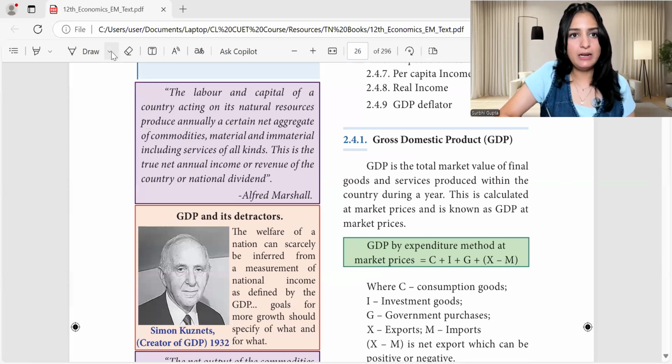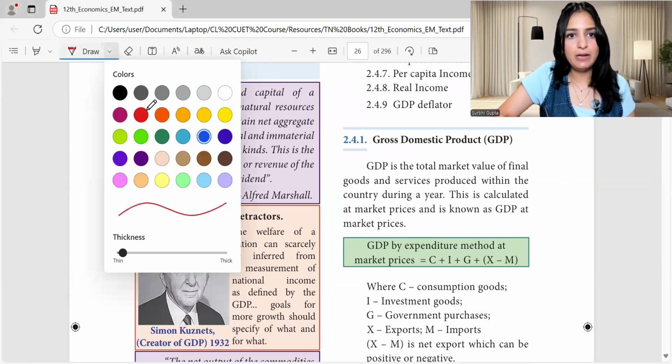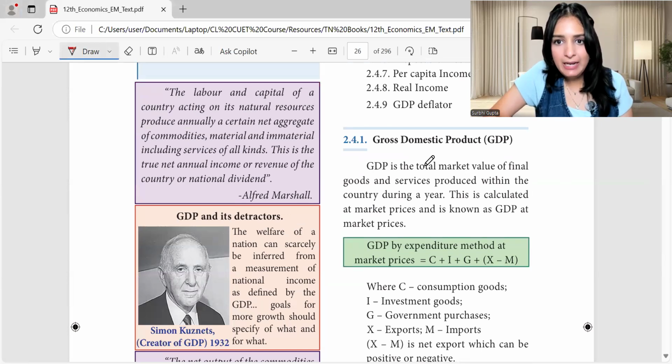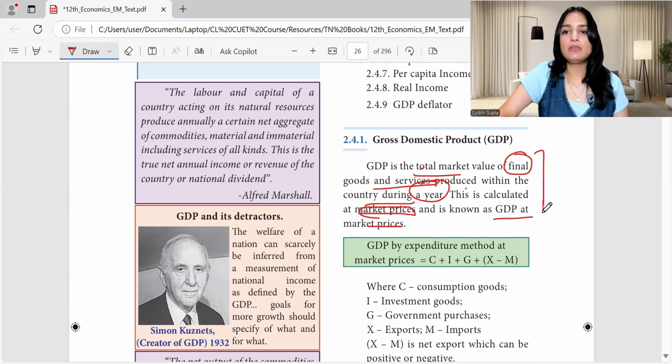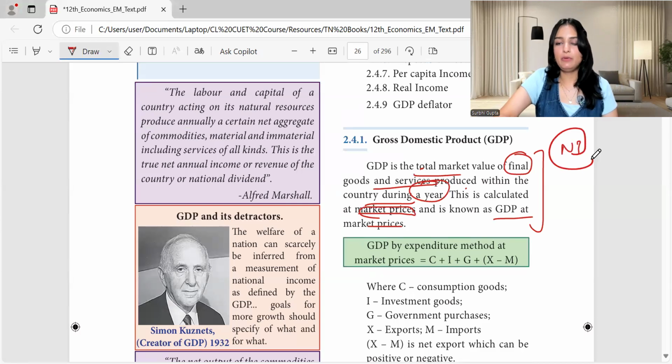Yesterday we dealt with national income. Now we'll do GDP. So GDP is the total market value of final goods and services produced within the country during 1 year. Okay, during 1 year is also important. This is calculated at market price and is known as GDP at market price. So this is also the definition of national income, if you know.